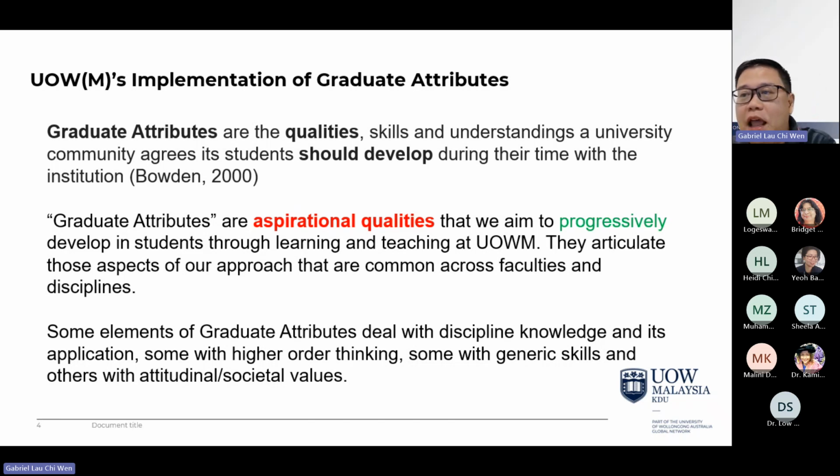Okay, so the next part, graduate attributes are aspirational qualities. We aspire to. To aspire means we want to attain something that we put on a pinnacle, a level that we feel if students attain that, they will be good individuals. So these are called aspirational qualities. Okay, aspirational, we want to attain that. We aim to progressively develop in students through learning and teaching at UOW Malaysia. So another keyword that I put there in green is progressively. Students will not attain the 6 graduate attributes on the first day when they enter the institution. No, they will not. It is a progressive learning process.